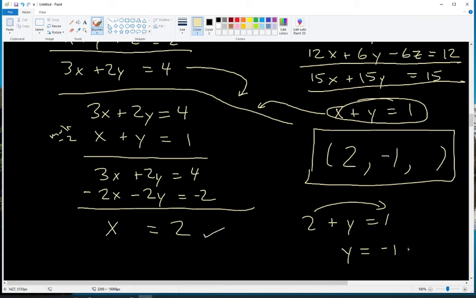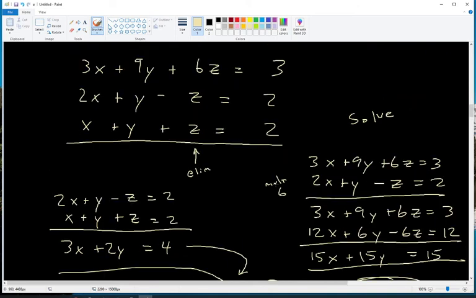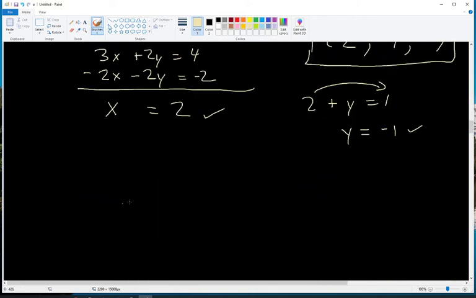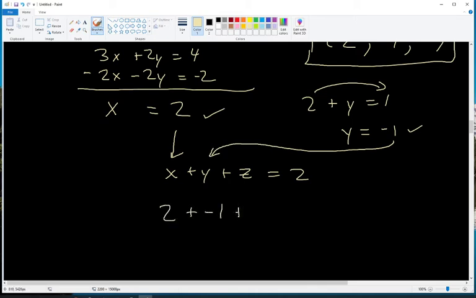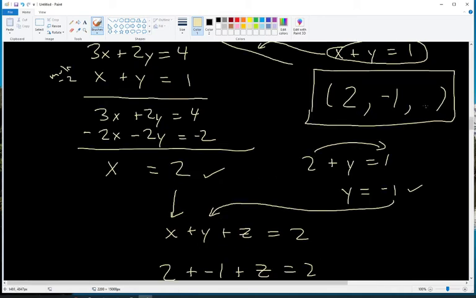Okay, so I've got x, I got y. Now I need to go back to one of my original 3 and find one that's easiest to work with. The bottom one looks like it's easiest. X plus y plus z equals 2. So we have x plus y plus z equals 2. X is really 2. Y is really negative 1. So we got 2 plus negative 1 plus z equals 2. 2 minus 1 is 1 plus z equals 2. Subtract the 1 across. Z equals 2 minus 1 is 1. So now we know our z value. And we have our problem solved.